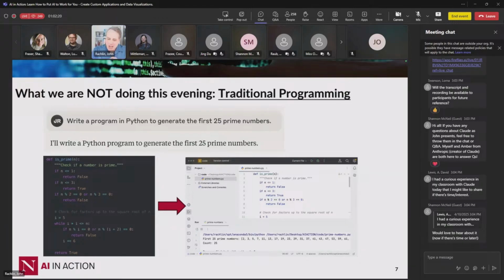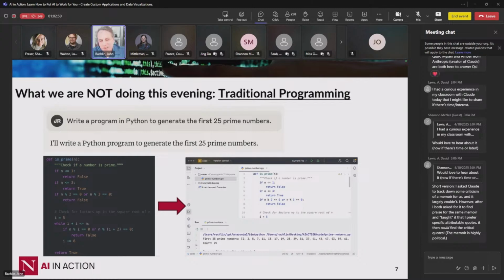Okay, so I think that over time, as AI becomes increasingly infused into our society, these will become more commonplace, and it will become clear to us how we can use these technologies to be more innovative, to be more creative, and ultimately more productive. Now, what we are not doing tonight is what I would consider traditional programming. And by the way, Claude and many of these AI models can do programming. You could ask it to write a program, such as what I did here. I asked it to write a Python program to generate the first 25 prime numbers.